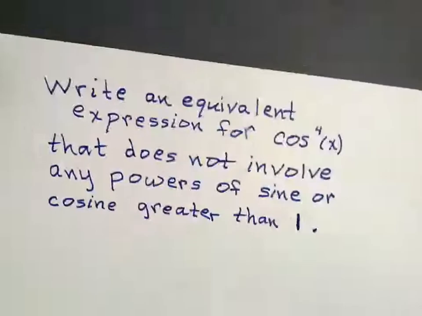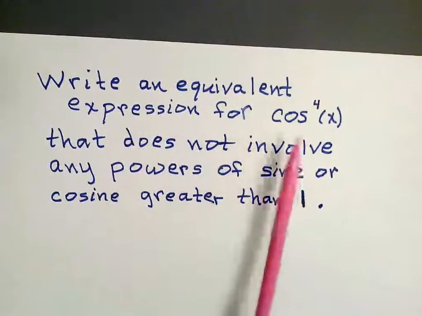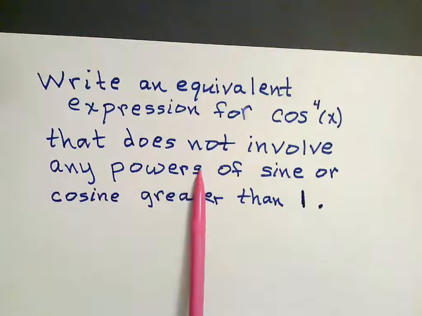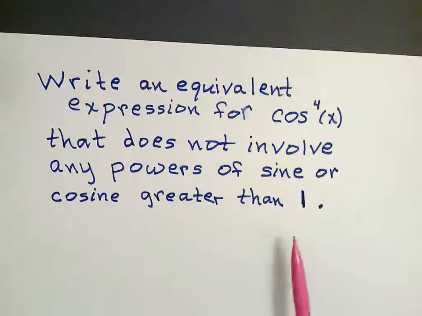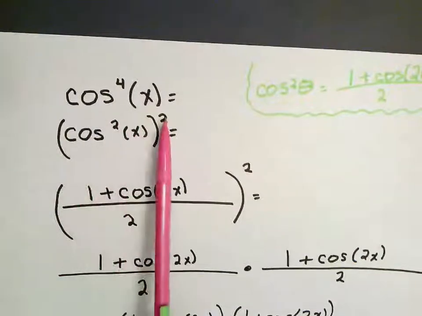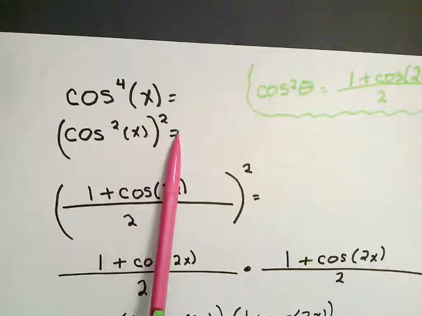Now we're going to do a reduction formula, and we're going to write an equivalent expression for cosine to the 4th power of x that does not involve any powers of sine or cosine greater than 1. So we're going to start off with cosine raised to the 4th power of x. That's the same thing as cosine squared of x, squared.